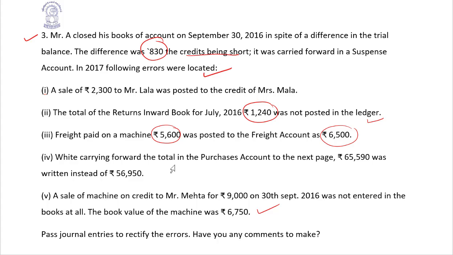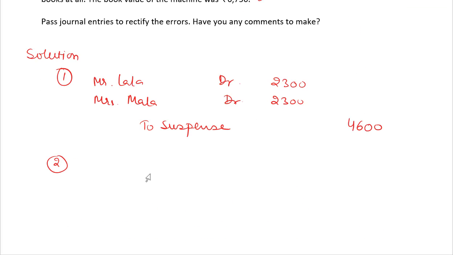So we need to debit what? Profit and loss adjustment account for recording it. Profit and loss adjustment account debit 1240, and 1240 to suspense.